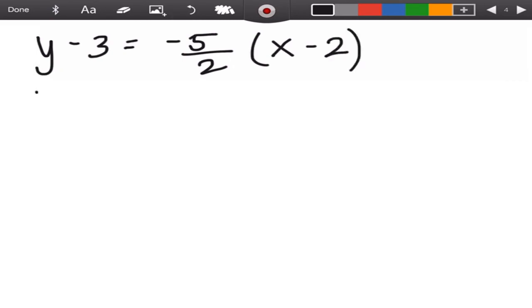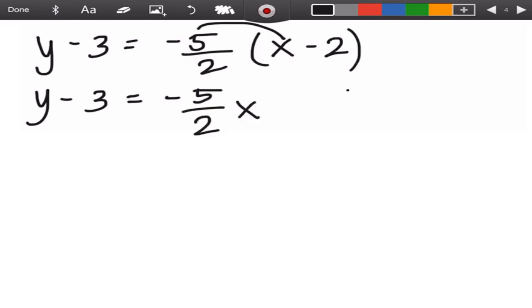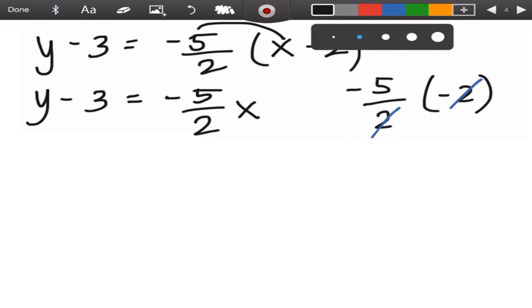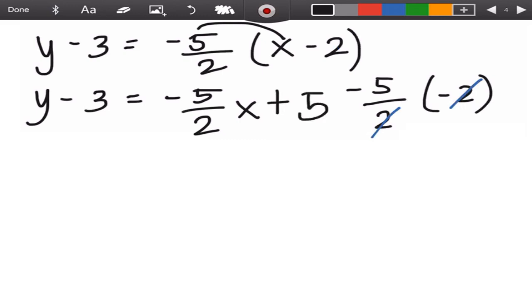And then, we will distribute negative 5 over 2 inside the parentheses. So we have negative 5 over 2 times x, that is negative 5 over 2 x. We have negative 5 over 2 times negative 2. So we can cancel 2. It will become 1. So we have negative 5 times negative, that will become positive 5.